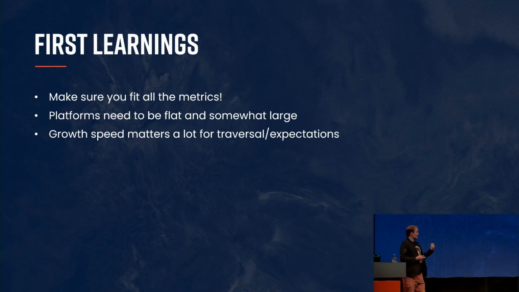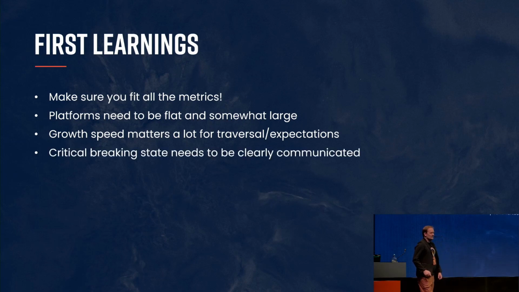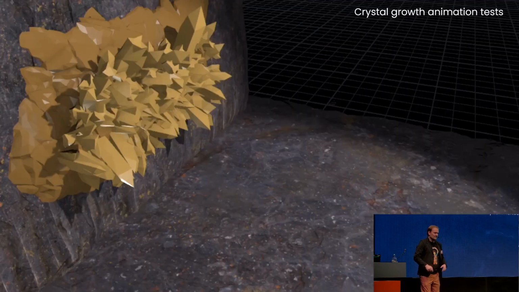Growth speed matters, as you've seen. If it doesn't come out fast enough, or is too slow, or too fast, you just don't match the expectation of, I now want to jump on this, and then it isn't there yet, and then you just fall, and you go, that kind of sucks. And then the breaking state is quite important, because if you stand on it, you need to know how long you can still stand on it before you have to move. So if it starts breaking, it needs to be clearly communicated.